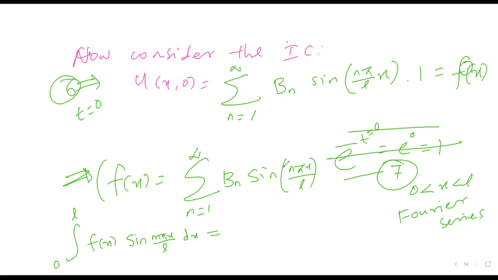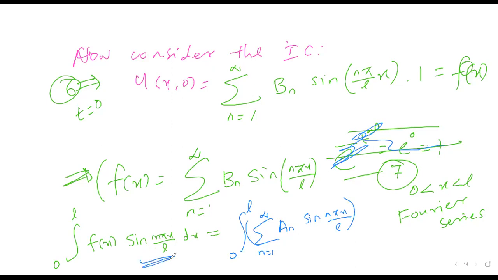So what will happen on this side? Still I'll have 0 to L, and the summation will come, n equal to 1 up to infinity, bn sine n pi x over L. This is my equation number 7. With that, I also multiply by sine m pi x over L, and dx.